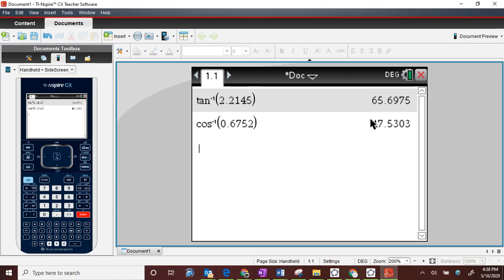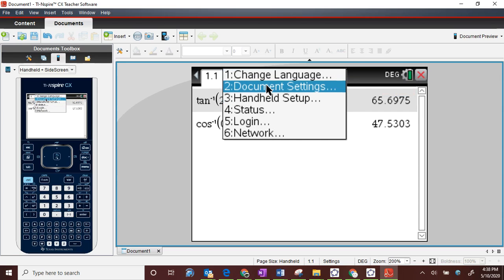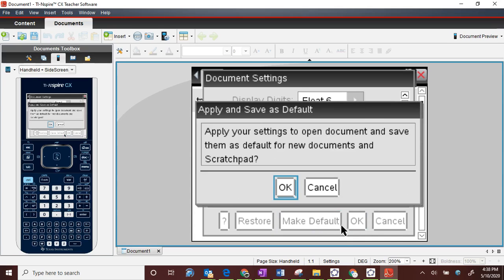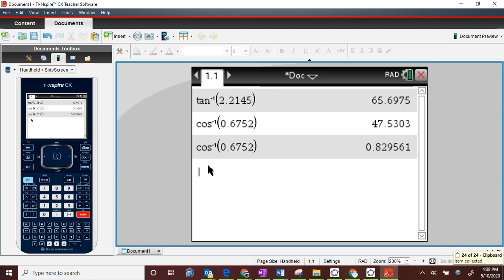Now, it also asks for radians. So this is your degrees. Then what you're going to do is go to the battery part up here, and change your angles there to radians, make that default, say okay, and now let's try that again. Now, I don't have to type it up. I could just use this part right here and then hit enter, and now I am in radians. And so that's how you would use that to manipulate it.